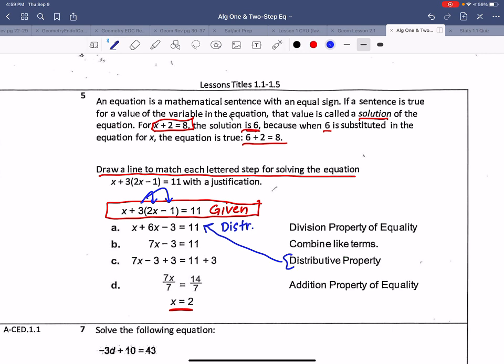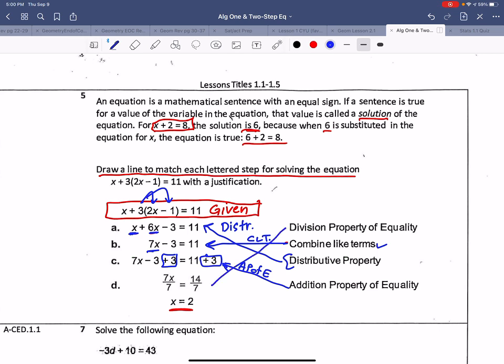So that's distribute. Now what it looks like they did is they combined these two terms that are alike. So I'm going to draw my arrow. Combine like terms, that's what they did there. They combined the x and the 6x to make 7x. Then it looks like they subtracted 3 on both sides. Oh, no, I got that wrong. They added 3 on both sides.